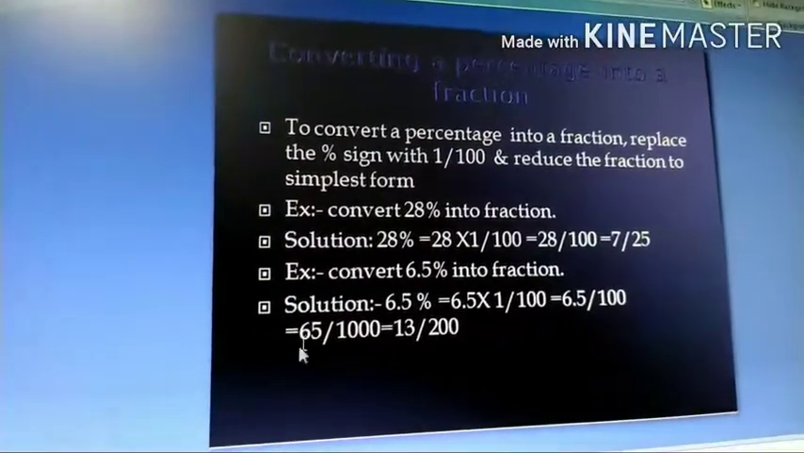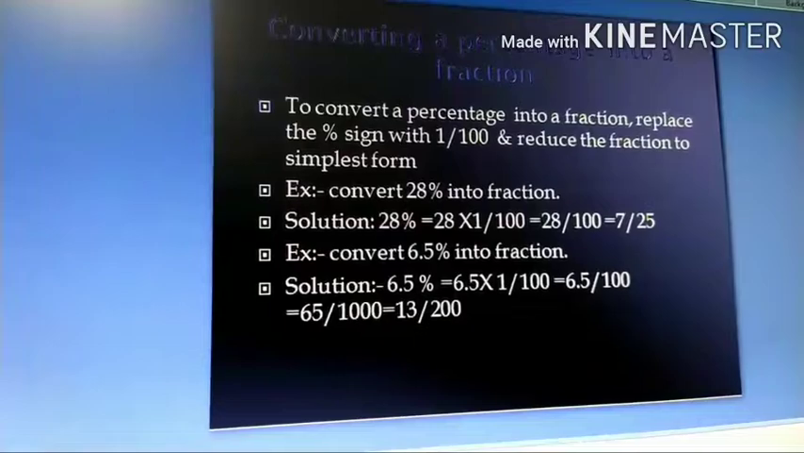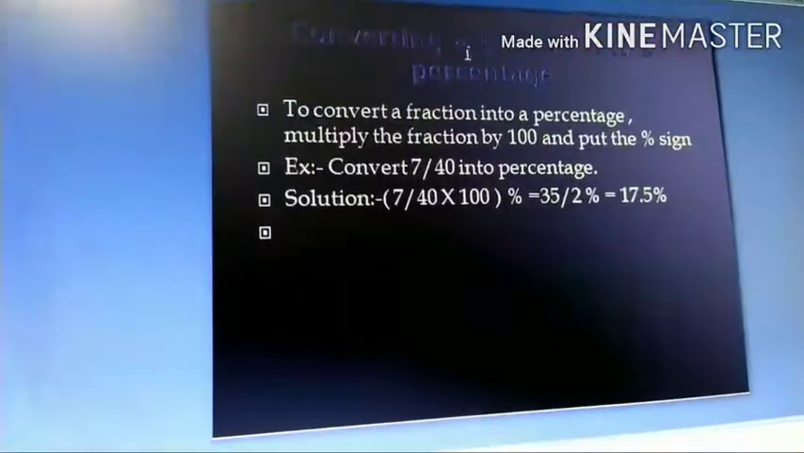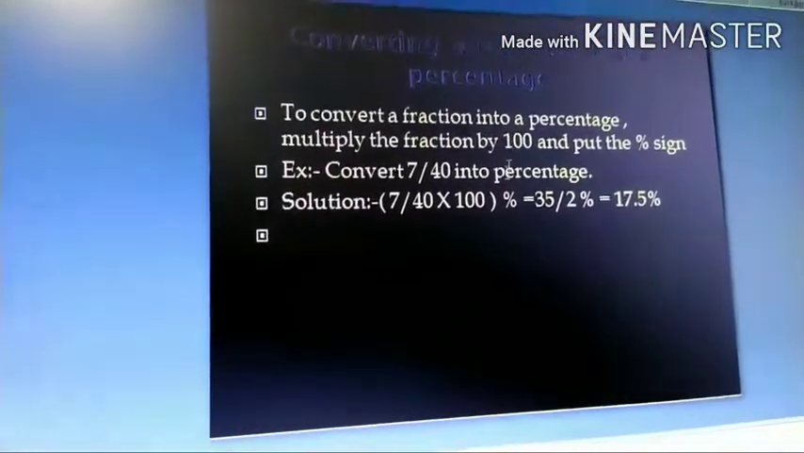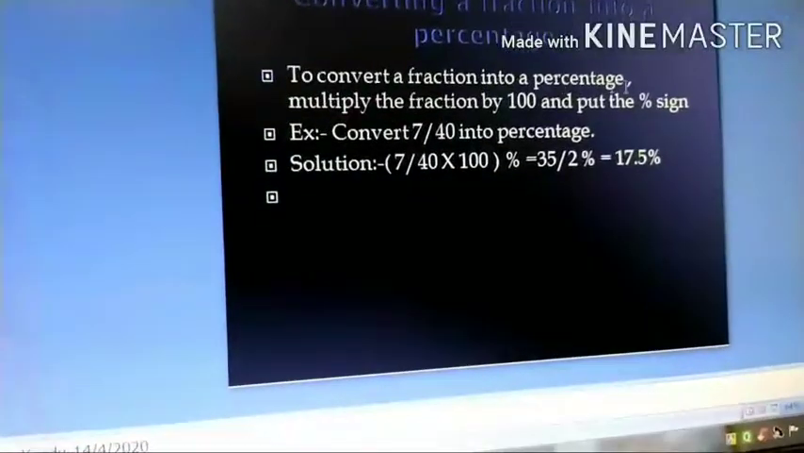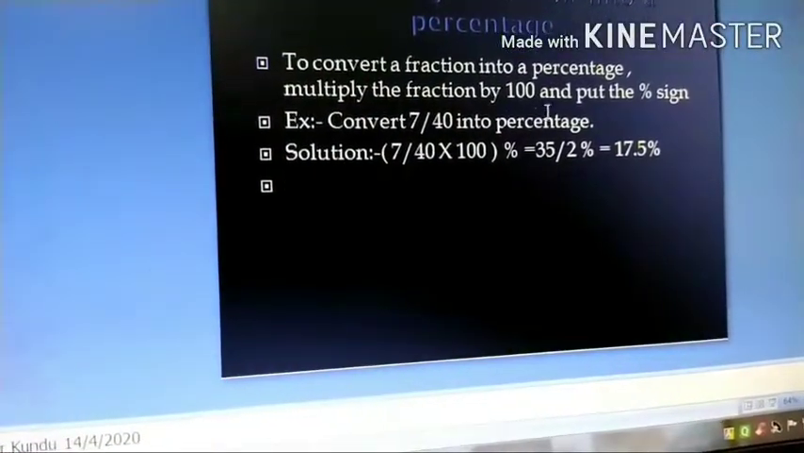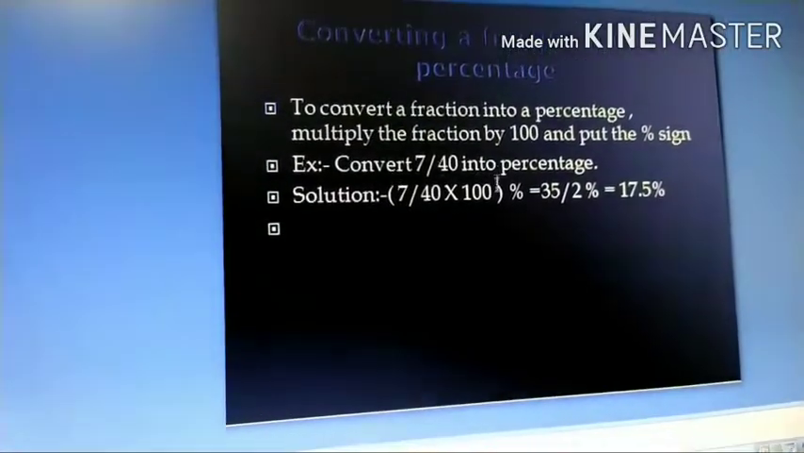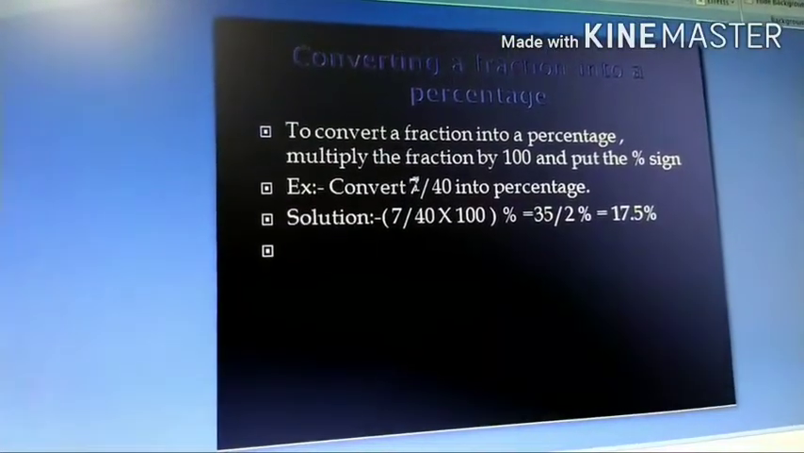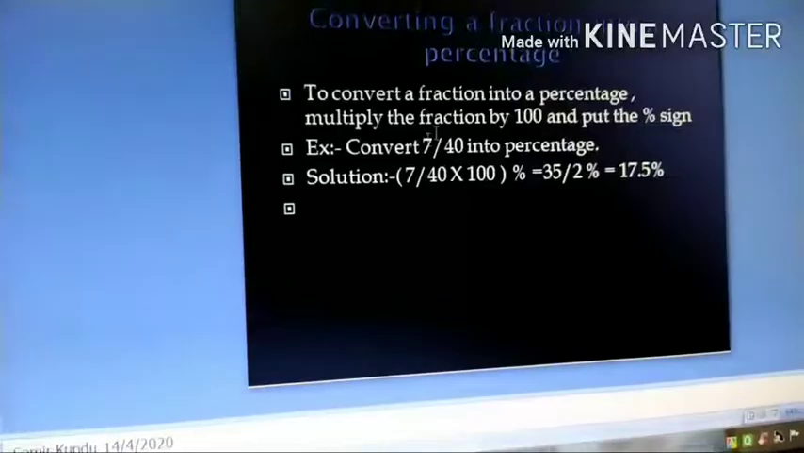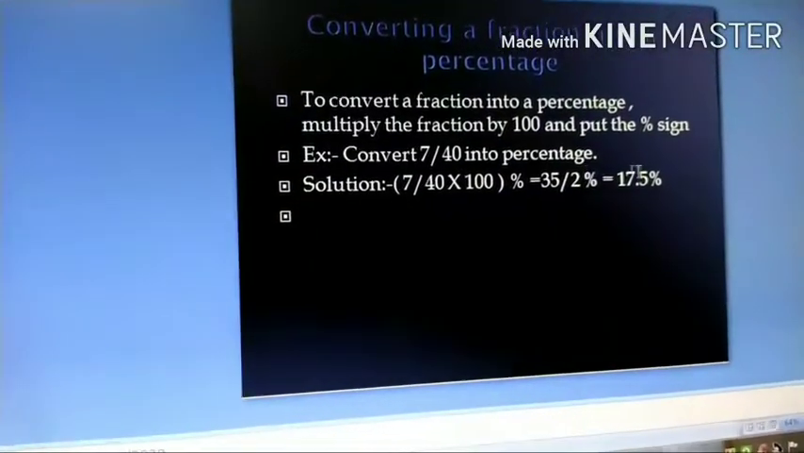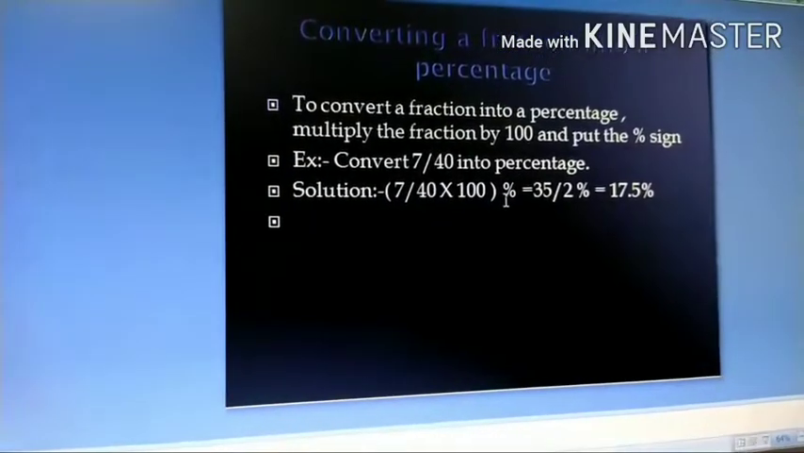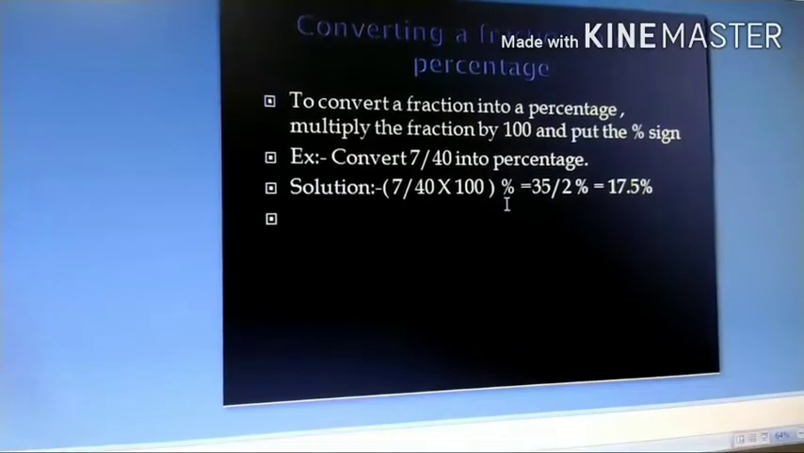I hope that all of you got it. Now, we discuss conversion of a fraction into a percentage. To convert a fraction into a percentage, just multiply the fraction by 100 and put the percentage symbol. For example, 7 by 40 is your given fraction, which has to be converted into percentage. So you write 7 by 40 into 100 and put the percentage symbol.